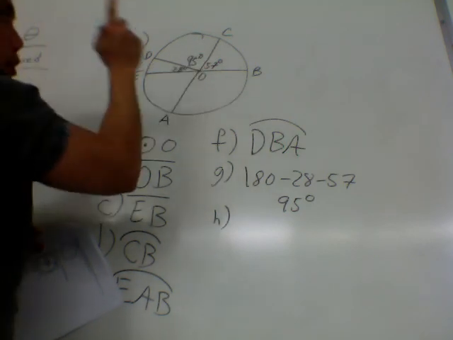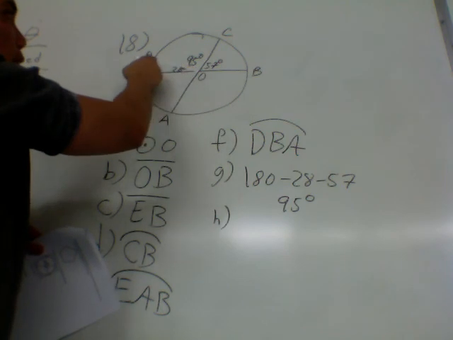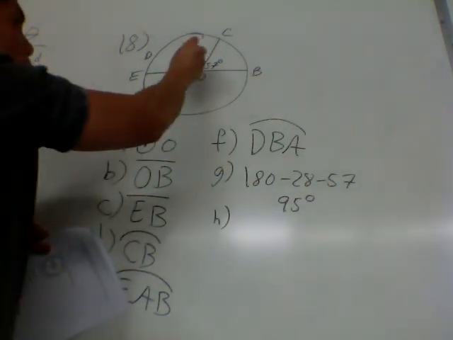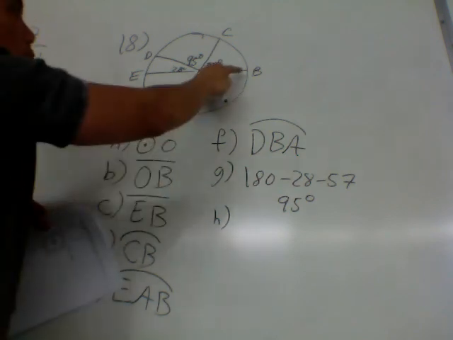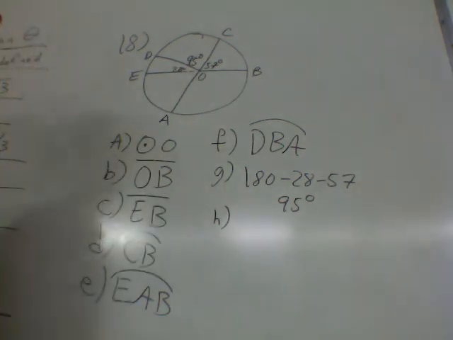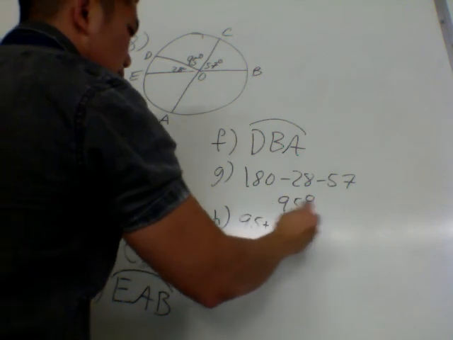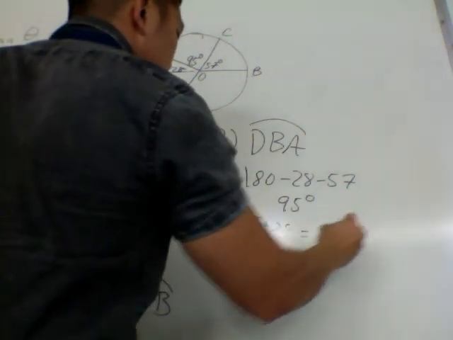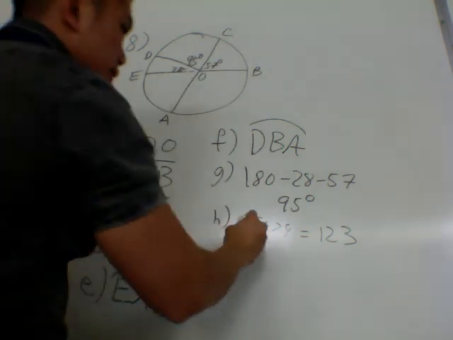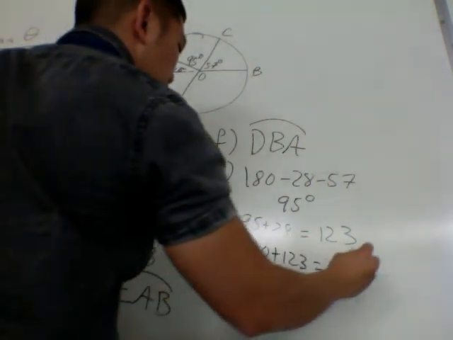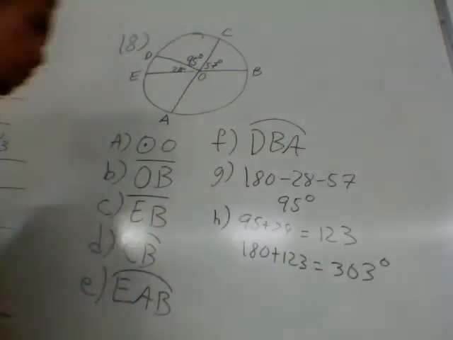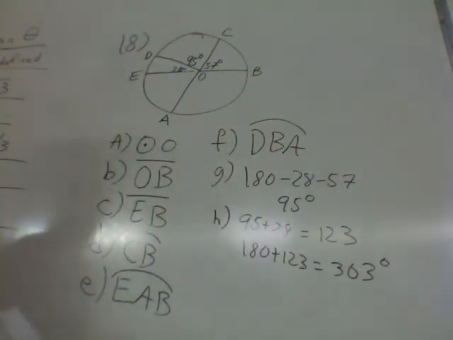What I'm going to do now is pretend this isn't here anymore. Okay? Now, what do I know about these two angles? They're vertical, right? So let me put this back here. So I know arc BA is the same thing as 95 plus 28, since those are vertical angles. So 95 plus 28 is 123. And then I'm going to add that to 180, because that's the other semicircle. So 180 plus 123 is equal to 303. Yeah, 303 degrees.